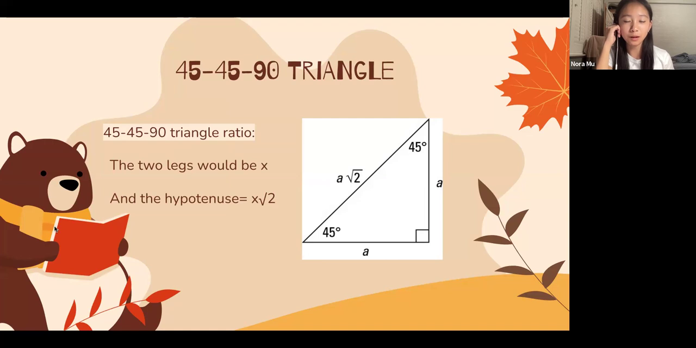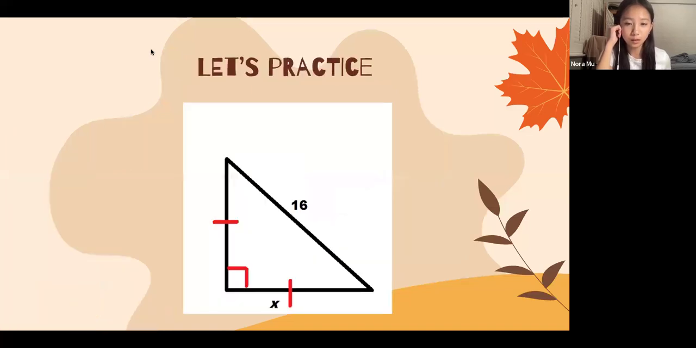Okay, so next we're going to be talking about 45-45-90 degree triangles. And in this case, the two legs would be equal to each other. So let's say x. And the hypotenuse would be x multiplied by square root 2. So here, let's practice it. Let's give you guys maybe 1 minute just to try this out, knowing that the two sides are equal to each other and that the hypotenuse is x multiplied by square root 2.